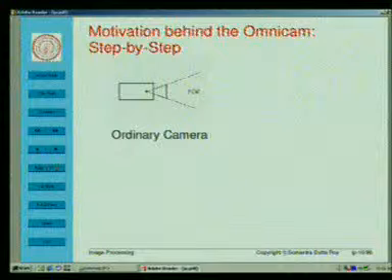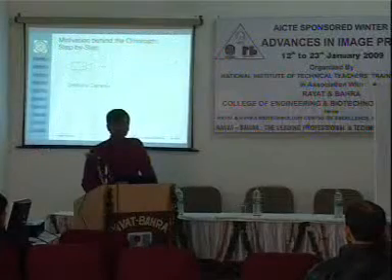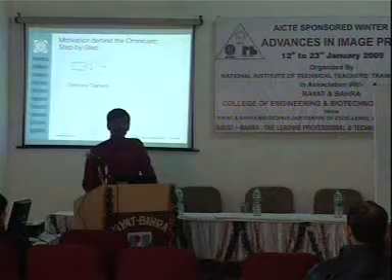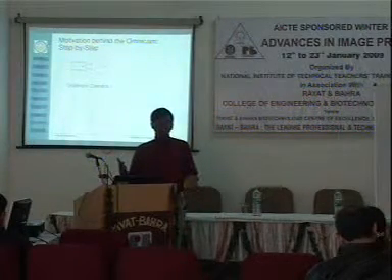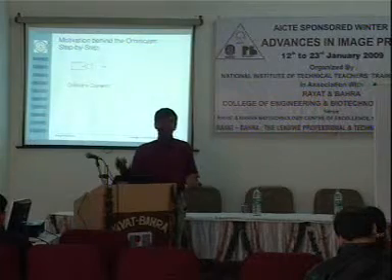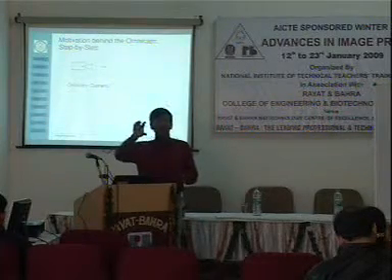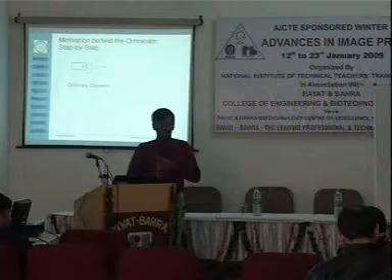Now I'll give a step-by-step motivation behind the Omnicam. An Omnicam is basically an omnidirectional camera, something that you can see all around. This is an ordinary camera with a very limited field of view. So one of the things that possibly could be done to increase the field of view is to have the camera placed at different locations and try stitching the images together.